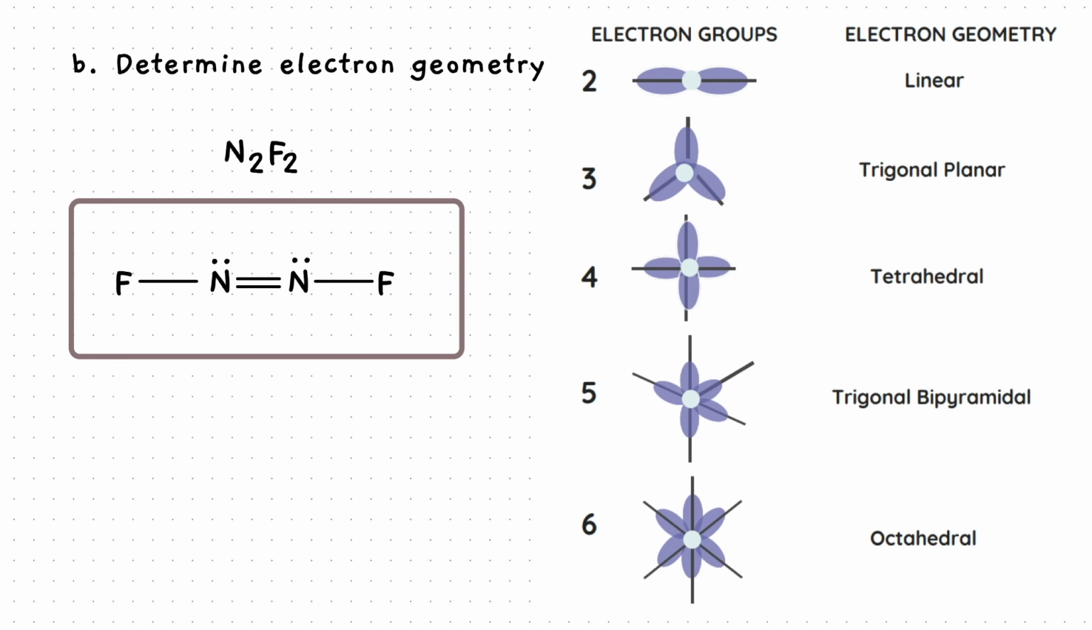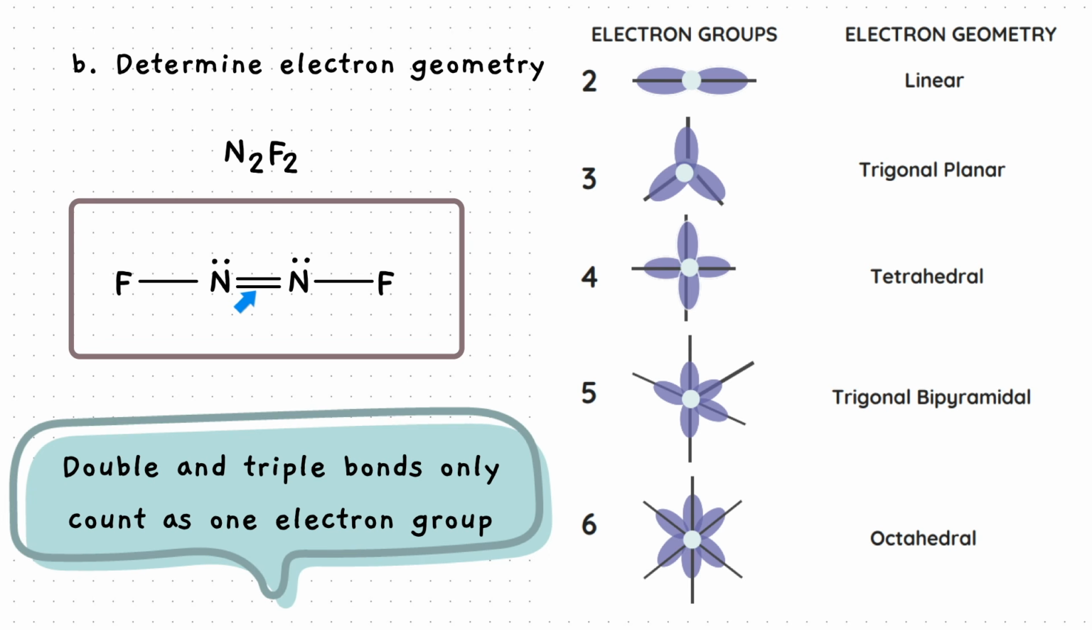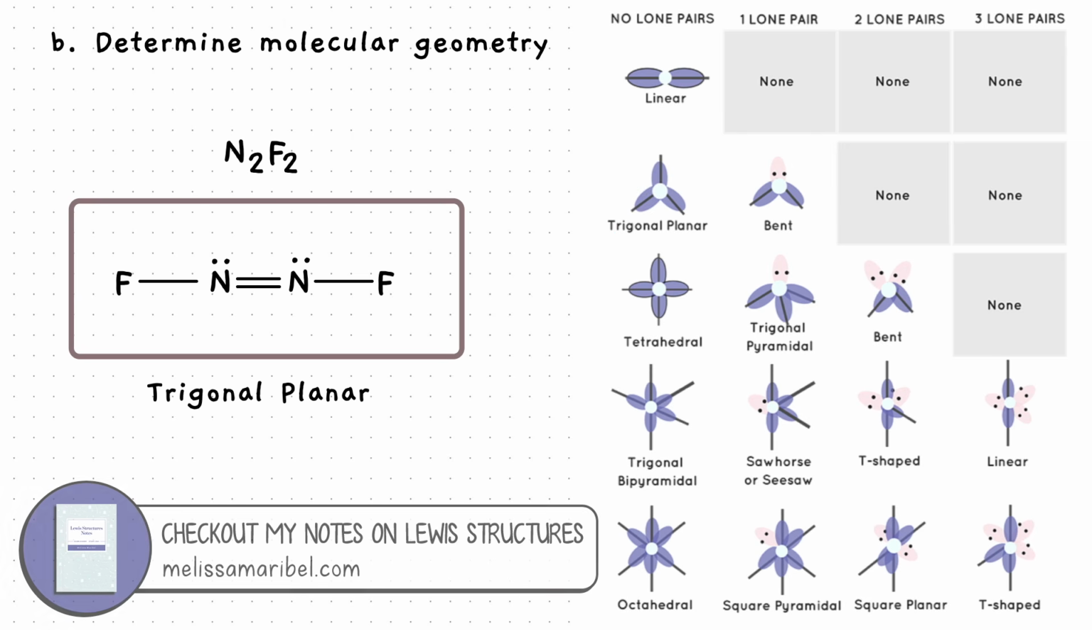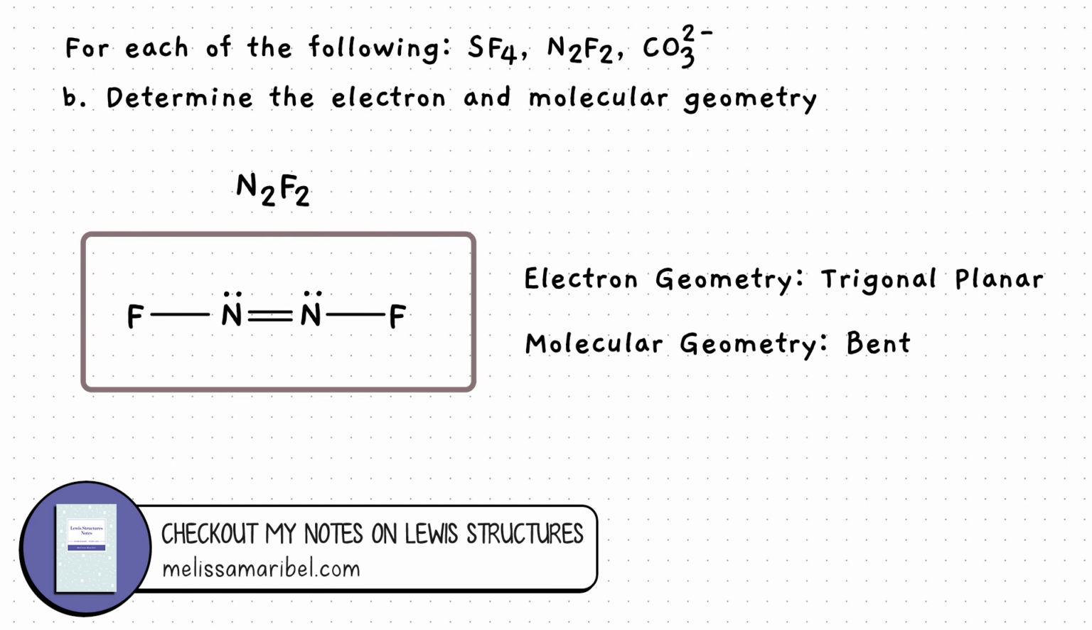For part B, we can just look at one of the central atoms to figure out the electron geometry. Note, double and triple bonds only count as 1 electron group. That being said, we have 1, 2, 3 electron groups, making the electron geometry trigonal planar. We'll now find the molecular geometry using the electron geometry we found, and since there is 1 lone pair on the central atom, our molecular geometry is bent. This is our answer for part B.